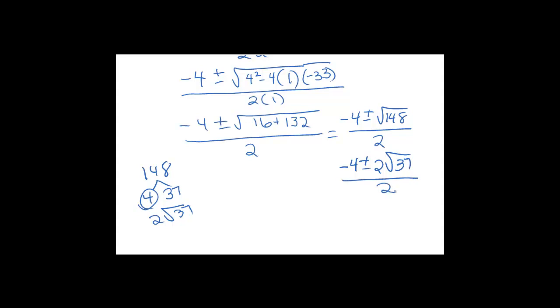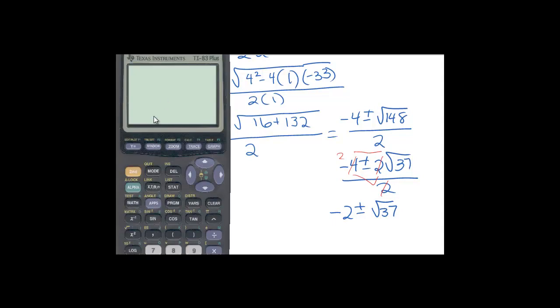This is over 2. Now, you have to be careful and simplify this. In your triangle here, you have a common factor of 2. So you're going to divide it out, and it'll go into 4 2 times. So we're going to have -2 plus or minus the square root of 37. And if you test that on your calculator, you can see it's those values we came up with.